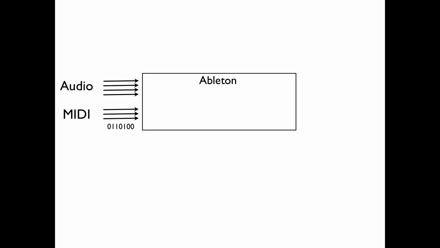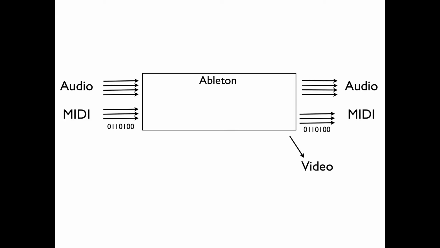And out of Ableton we can also get multiple channels of audio and multiple channels of MIDI, and also video if we want that. So how can we use this audio and MIDI? How can we mix it around? What can we do with it?